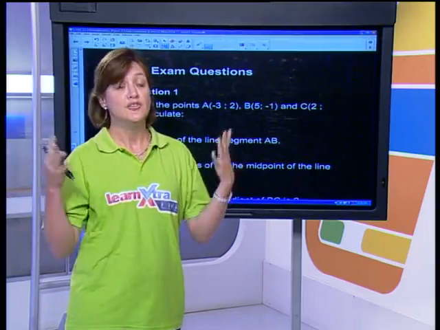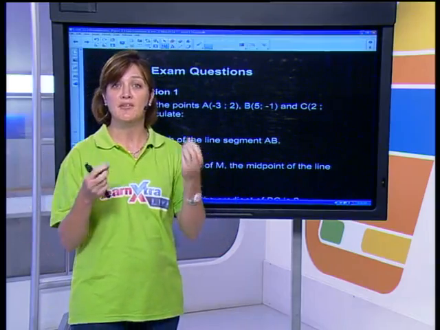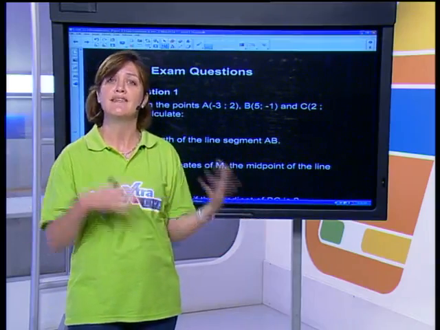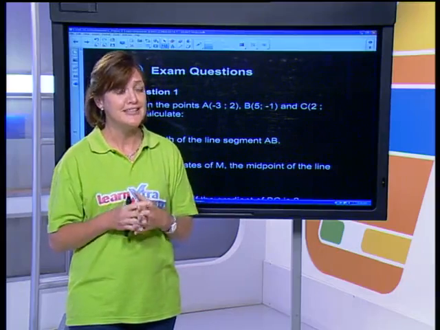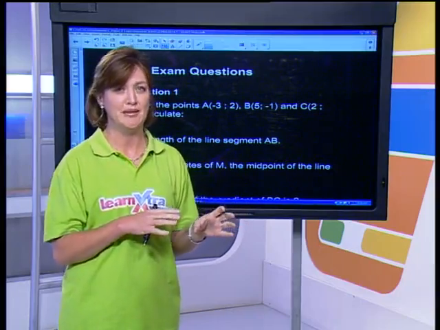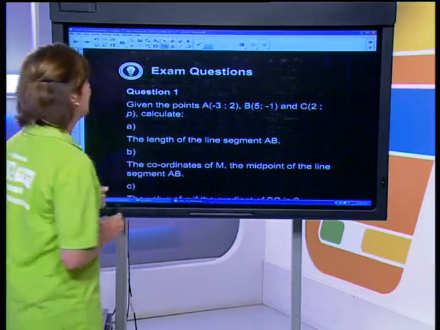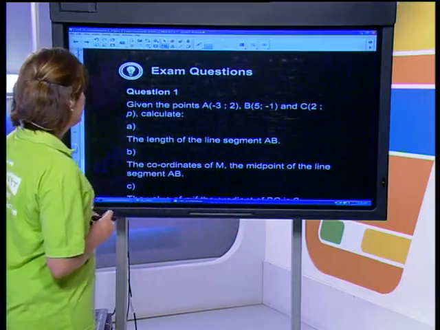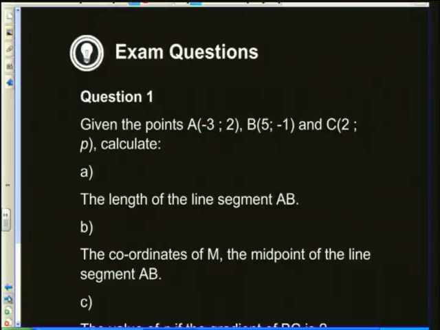Okay. You do get a formula sheet, so you will be able to refer back to the formulas, but it's always a very good idea to have a firm grasp on those formulas. Please don't rely on the formula sheet too much. Learn your formulas, okay? Right, what have we got? Given are the points. We've got point A, which is (-3; 2), point B, which is (5; -1), and point C, which is (2; p). Okay, so we now have to calculate the following.